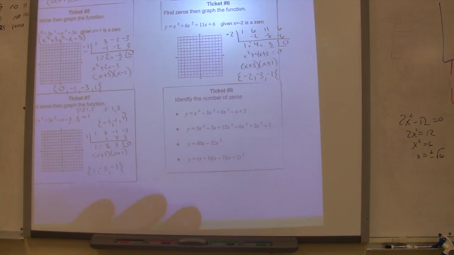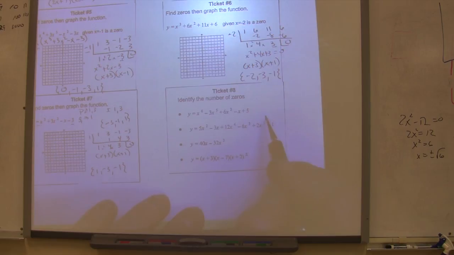On ticket number 8, they want you to identify the number of zeros. The key point is to remember the highest power tells you how many zeros you have. So our highest power is 6. So we have 6 here. This isn't in standard form, but our highest power is 5. So we have 5 zeros there. Highest power here is 2.